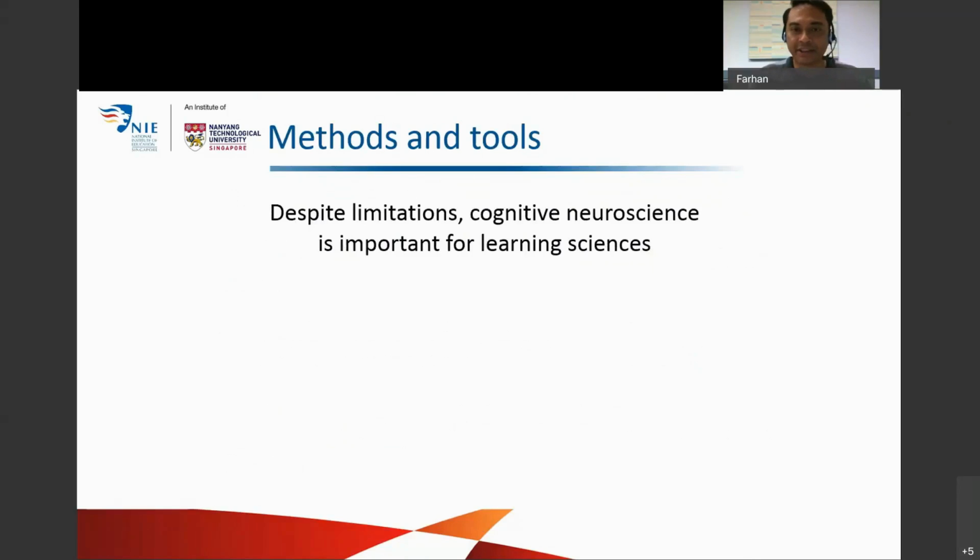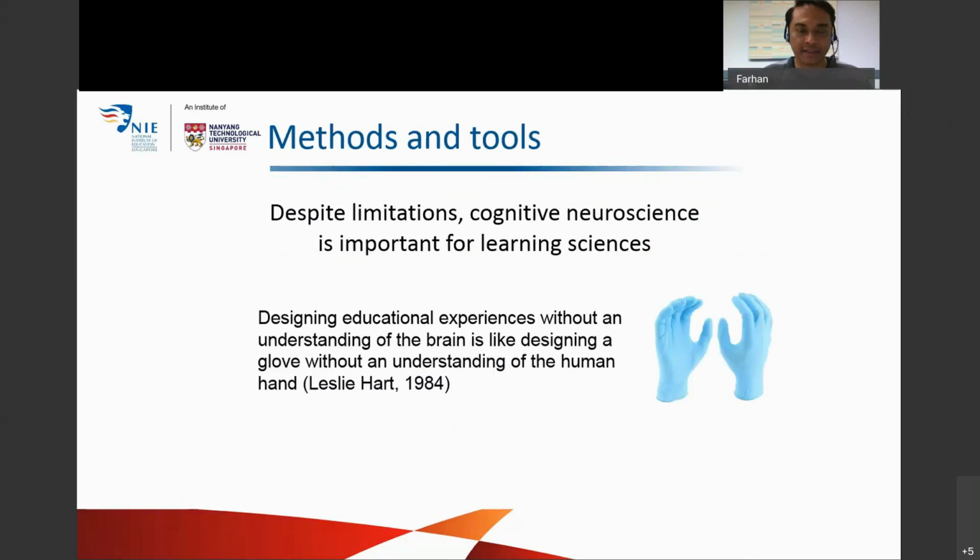So despite its limitations, cognitive neuroscience is important for the learning sciences. This quote from psychologist Leslie Hart succinctly captures the importance of studying the brain for the field of education. Leslie Hart said that designing educational experiences without an understanding of the brain is like designing a glove without an understanding of the human hand. Cognitive neuroscience is a key discipline for us to understand the brain, so I personally feel it remains highly relevant for education.